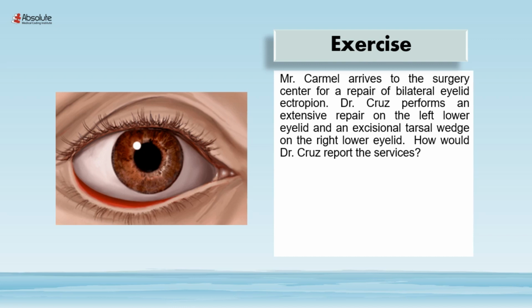Now, the first one here is Mr. Carmel arrives to the surgery center for a repair of bilateral eyelid ectropion. Dr. Cruz performs an extensive repair on the left lower eyelid and an excisional tarsal wedge on the right lower eyelid. How would Dr. Cruz report the services? All right, everyone, I'm going to give you 2 minutes and your time begins now. Good luck.